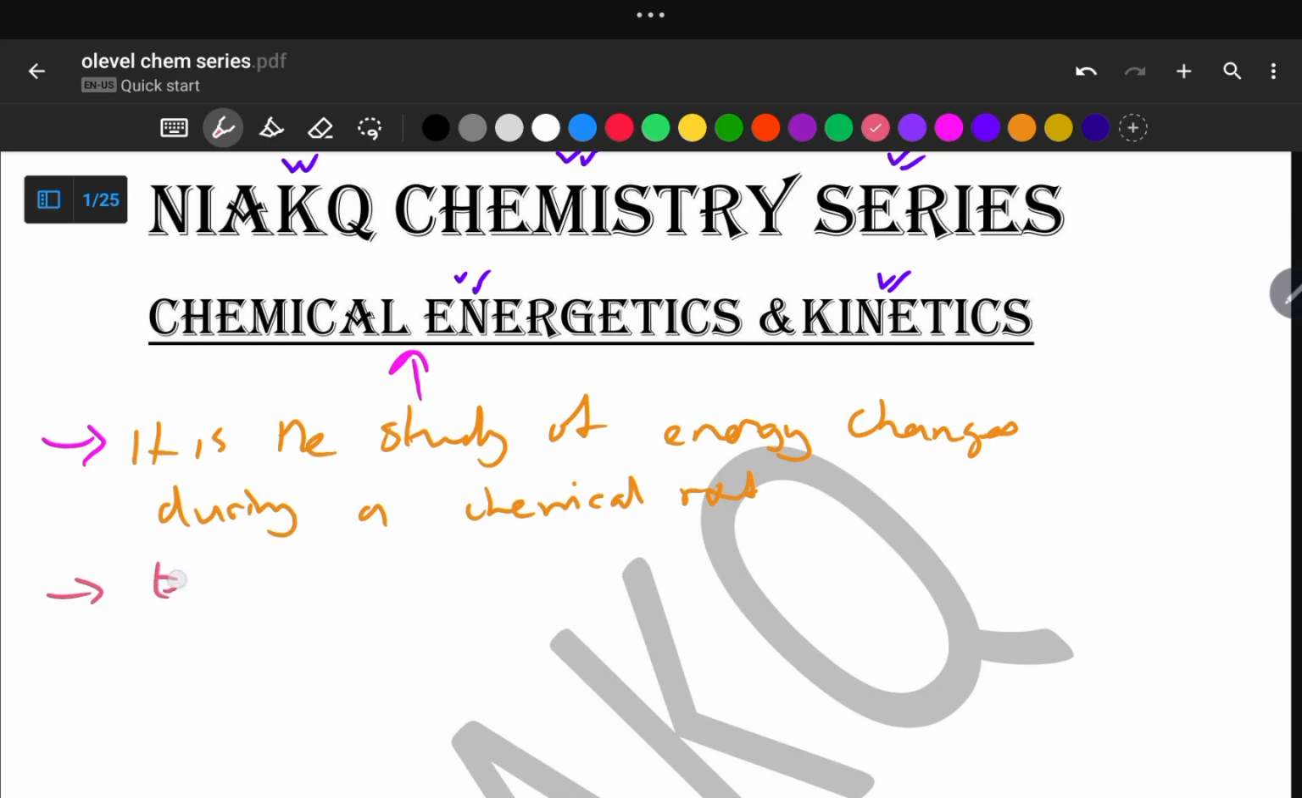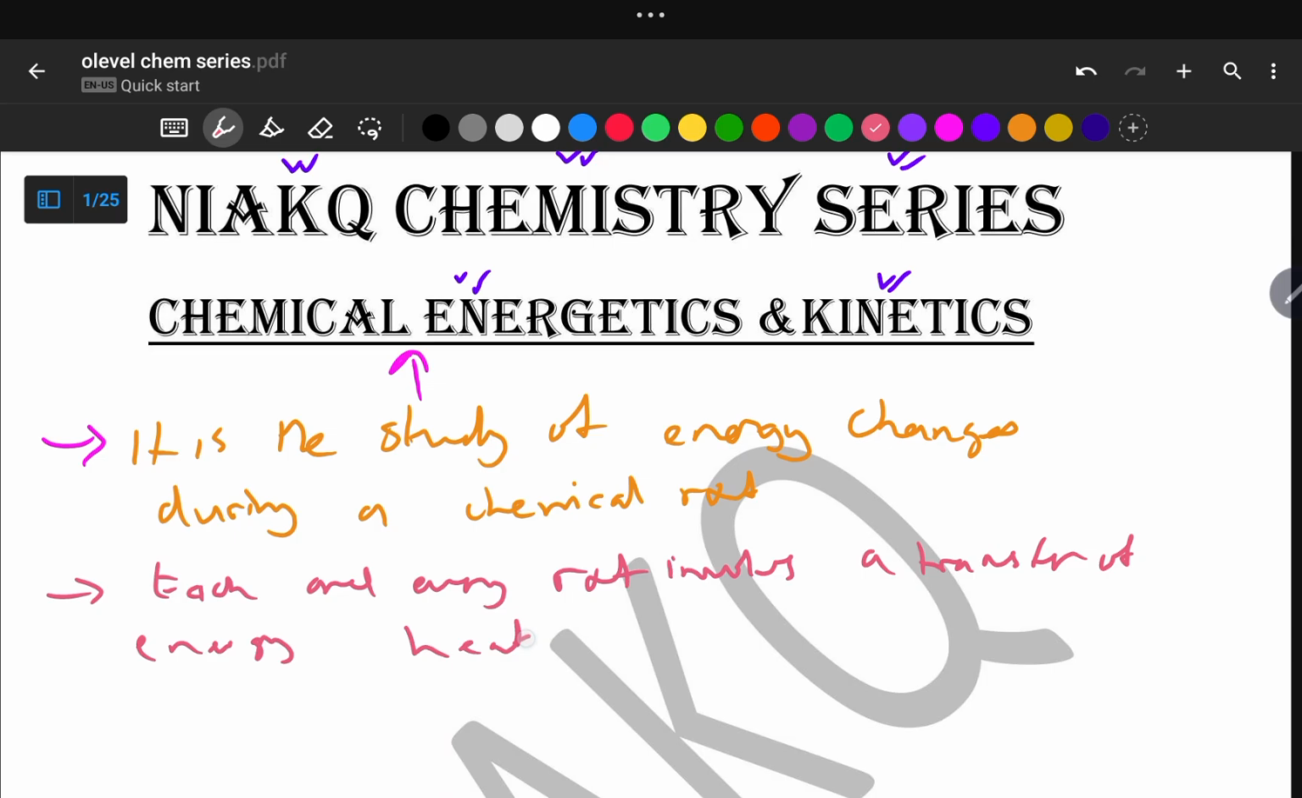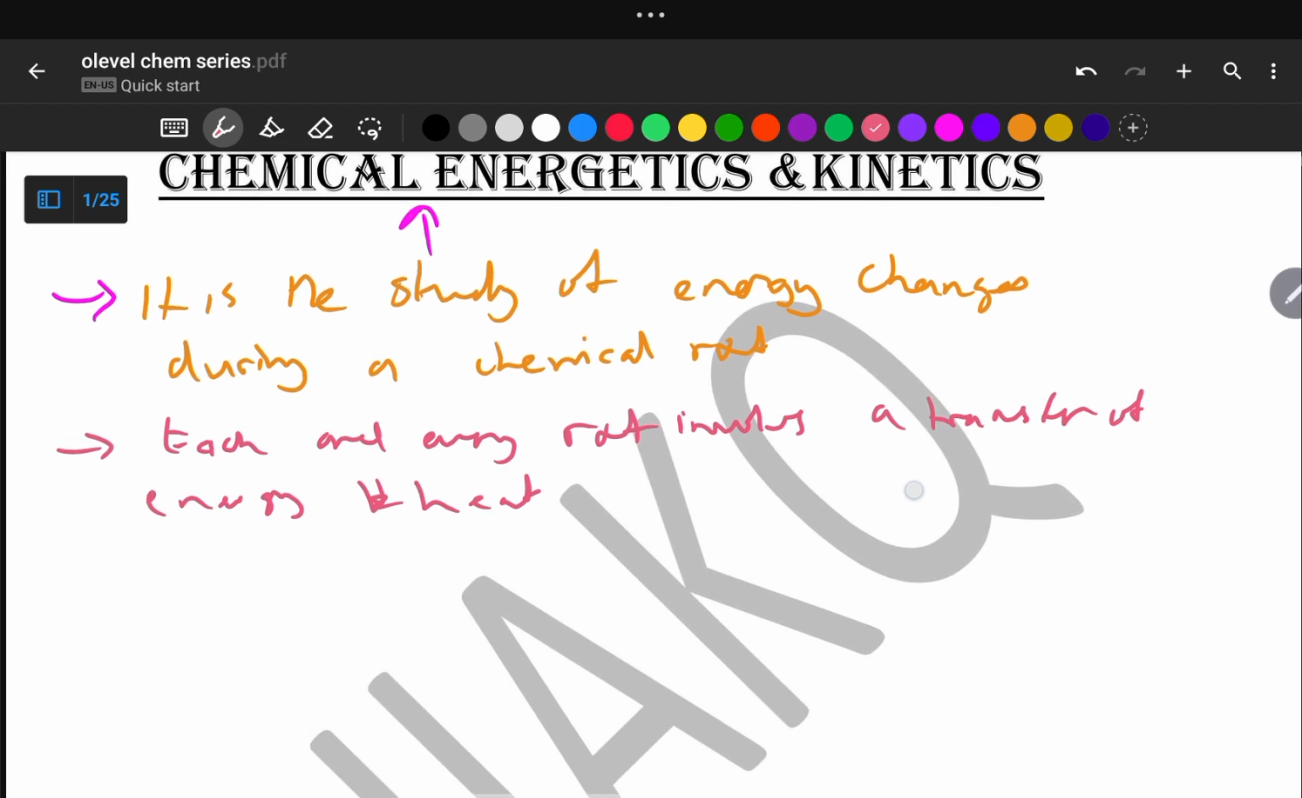Each and every reaction involves the transfer of energy, usually in the form of heat, right? So we are having the transfer of energy, right? From the thermodynamics laws, we understand that energy is neither created nor destroyed, but it's transferred from one form to another, right? So we have key concepts that we need to define.